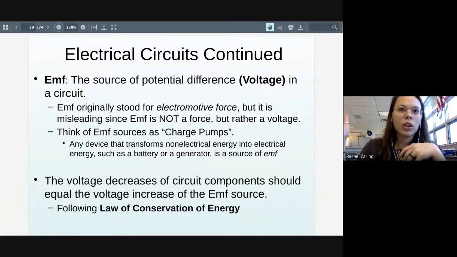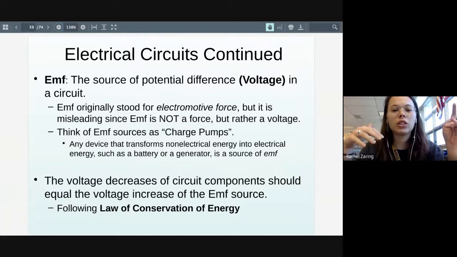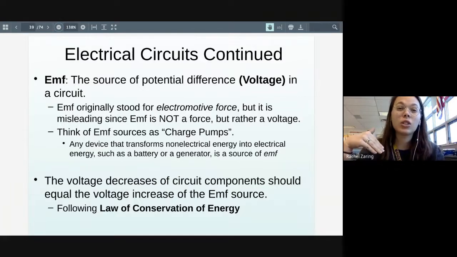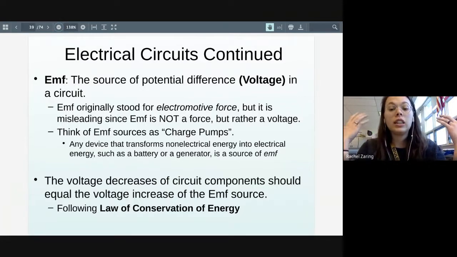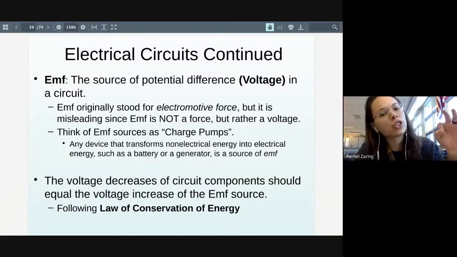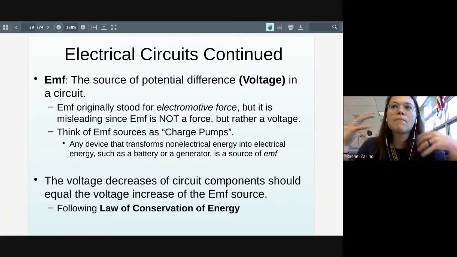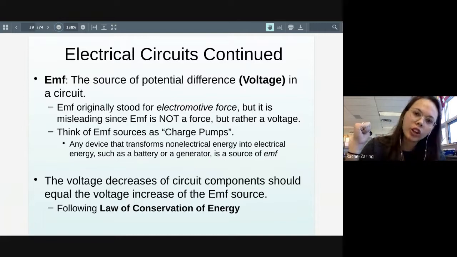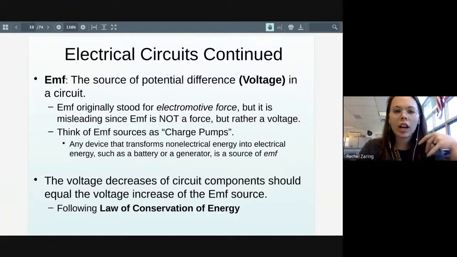Any device that transforms non-electrical energy, so think of something like an electricity generator, like a wind turbine, generating that into electrical energy, it's a source of EMF, of an electromotive force. Now, it's not actually a force, but we're just saying we're gathering electrons to make electricity through other sources and then putting that into electrical energy. So like a battery comes from chemical energy, a generator comes from mechanical energy. We're just talking about a transformation of energy that gives us our voltage.